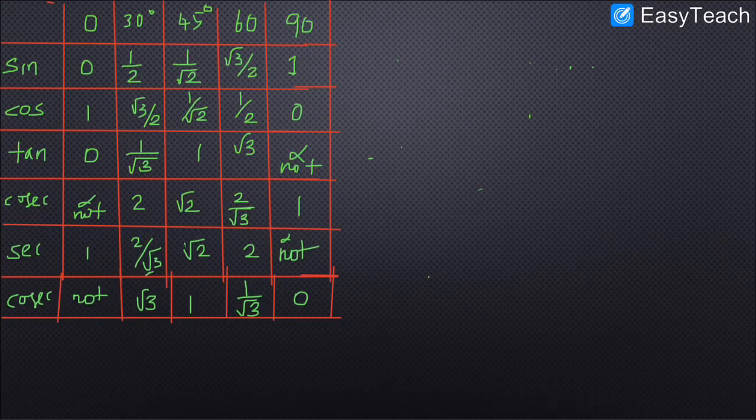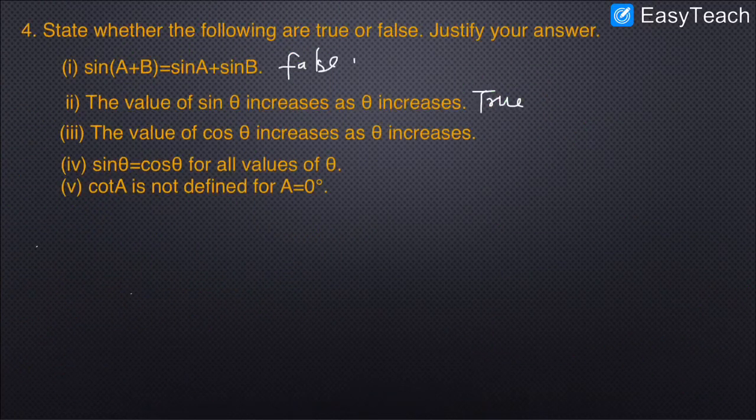Next, the fourth one: sin theta equals cos theta for all values of theta. No, this is also false, because only when theta equals 45 are both equal, but not for all values, right? Okay, last one: cot A is not defined for A equals 0 degree. Yes, it is true, because cot 0 is not defined.